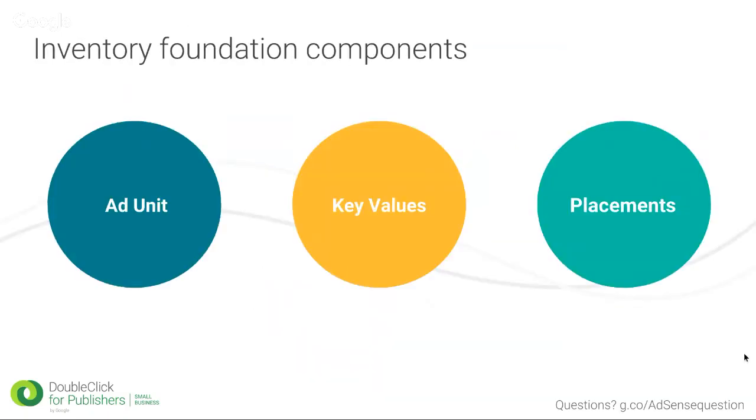So there are three basic components to inventory. Those are the ad unit, the key value, and the placements. Most of you may have already heard of ad units, so we're going to start with that one.